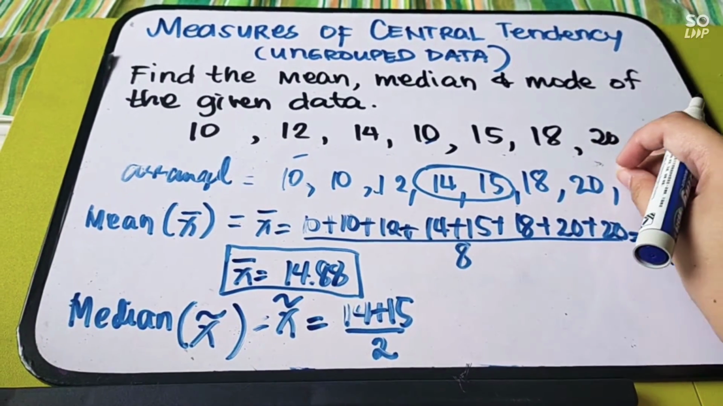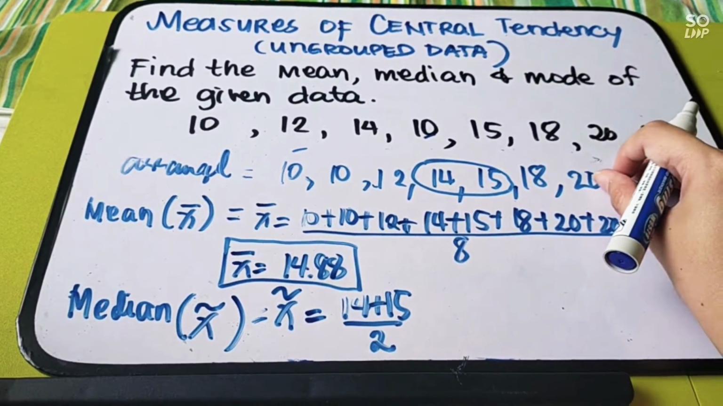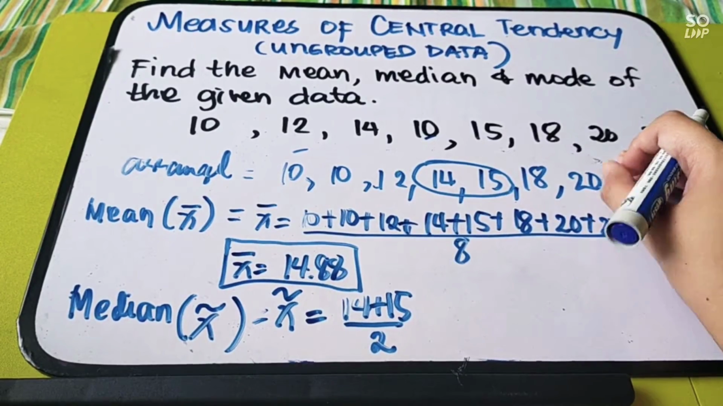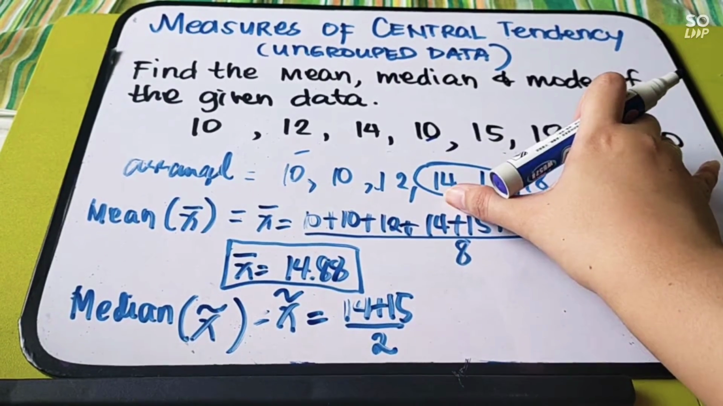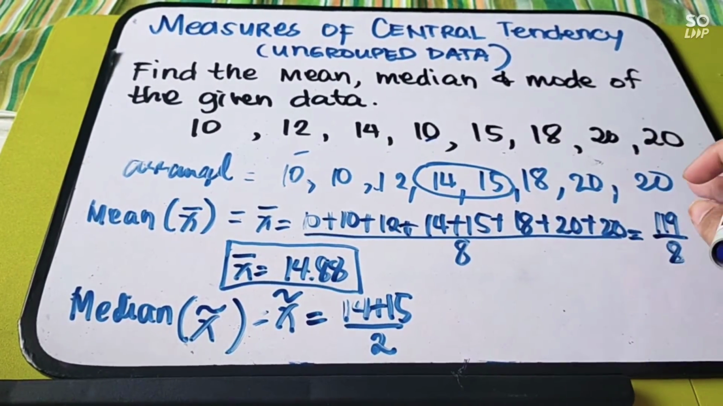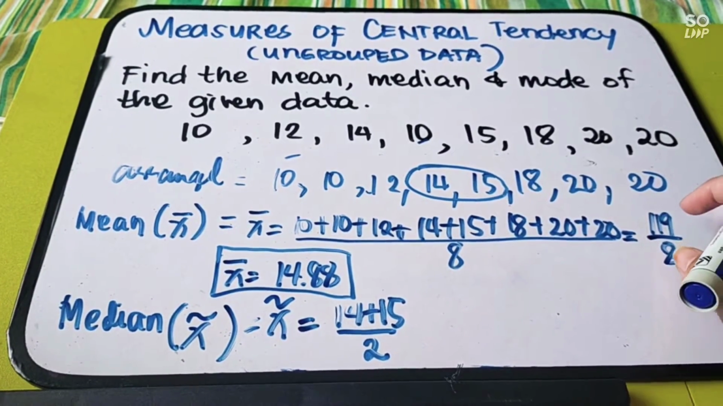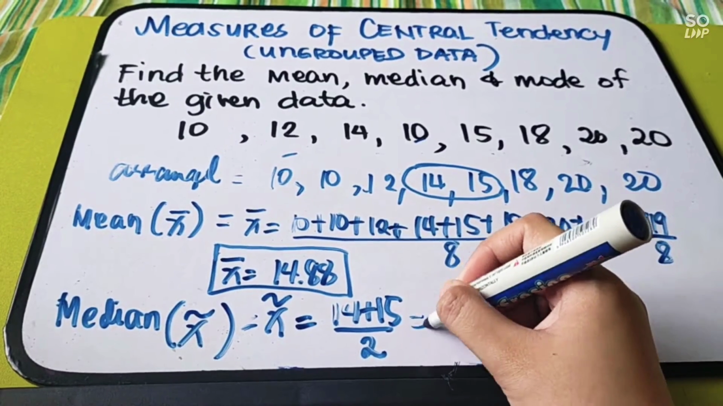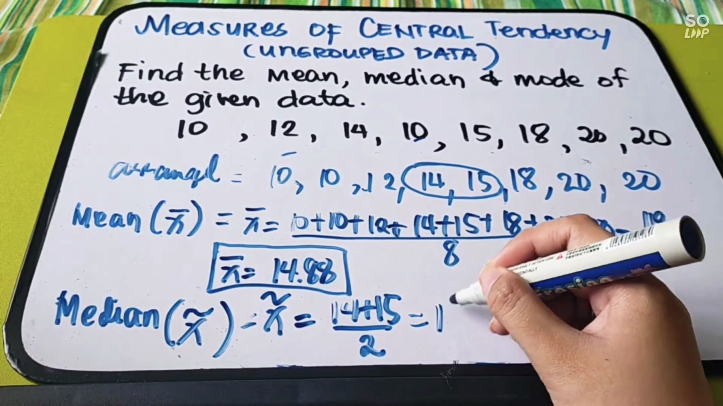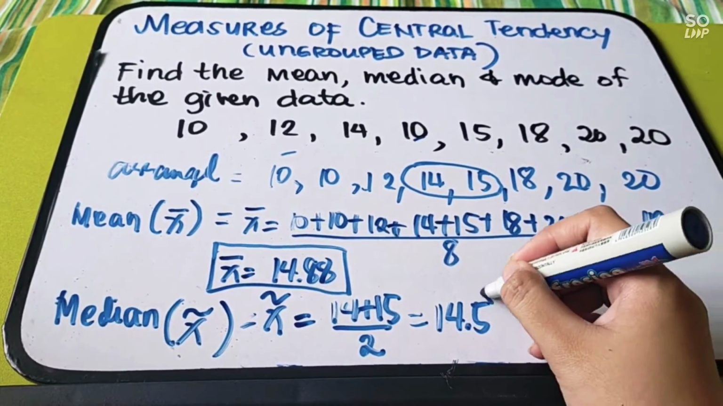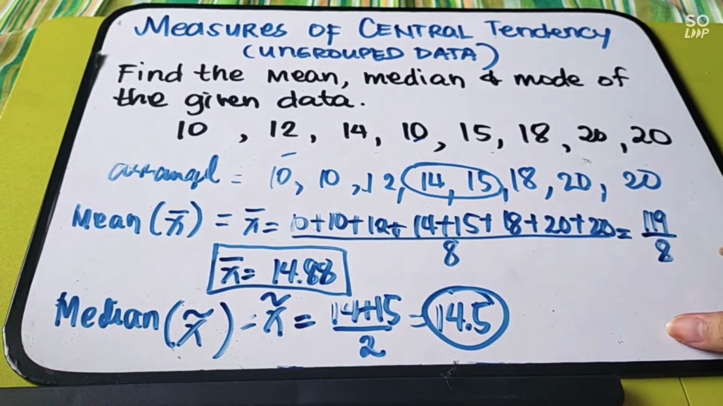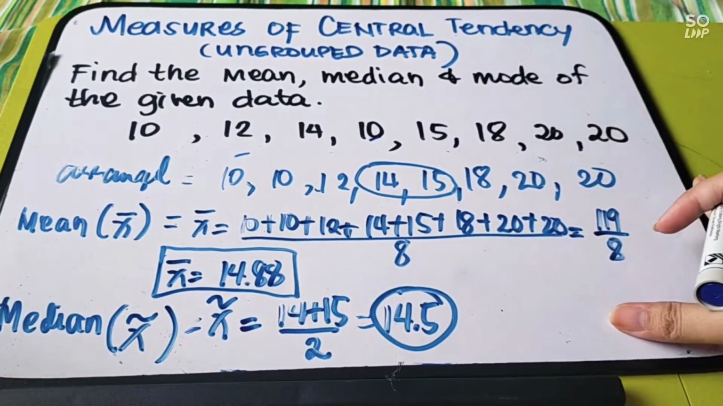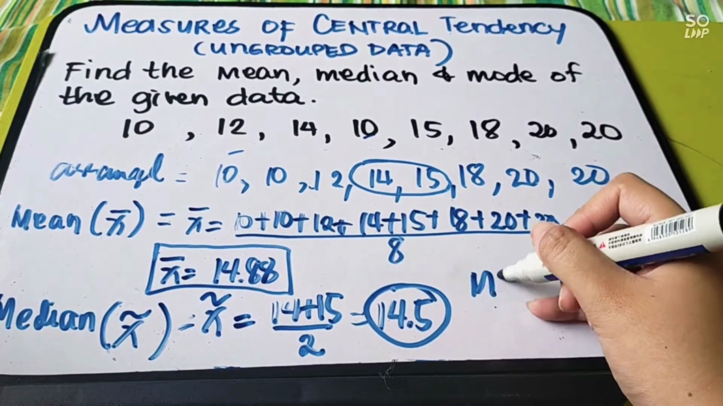What if there were only 7 data? Without the other 20, the middle number there would be 14. That would be your answer. But since we have 8 data, you need to find the average of 14 and 15. So, 14 plus 15 divided by 2, the answer here is 14.5. So, this is your median score. Is it clear? Next, let us have the mode.